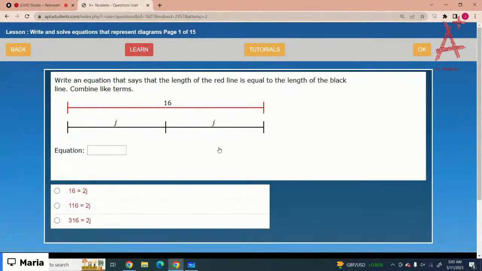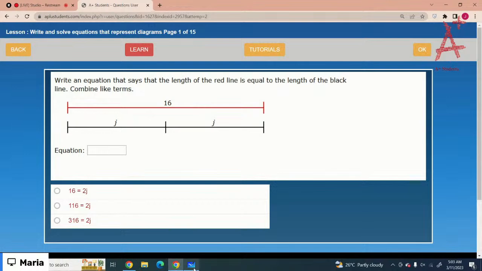Write an equation that says the length of the red line is equal to the length of the black line. Combine the like terms. So the length of the red line is 16 and the length of the black line is j plus j. J plus j are the like terms, so just collect them. So it would be 16 equals 2j. Got it?